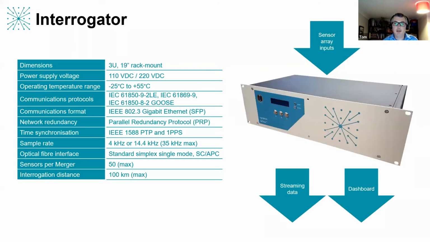If we look at the components that make up a system, first we've got the Interrogator. This unit takes the input from the sensors and can then output stream data if you're doing things like protection applications, and also output data to our dashboard. We'll look at the dashboard in more detail as we go through this webinar, but the dashboard can display information in real time as well as store that data for future analysis. A couple of things to pick out here are the communication protocols, typically 61850, and the sample rate. 4 or 14.4 kilohertz is standard, and 35 kilohertz is the max for the system.